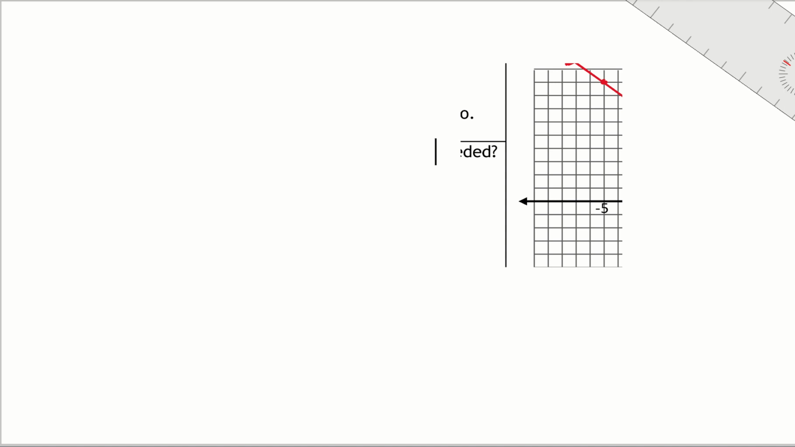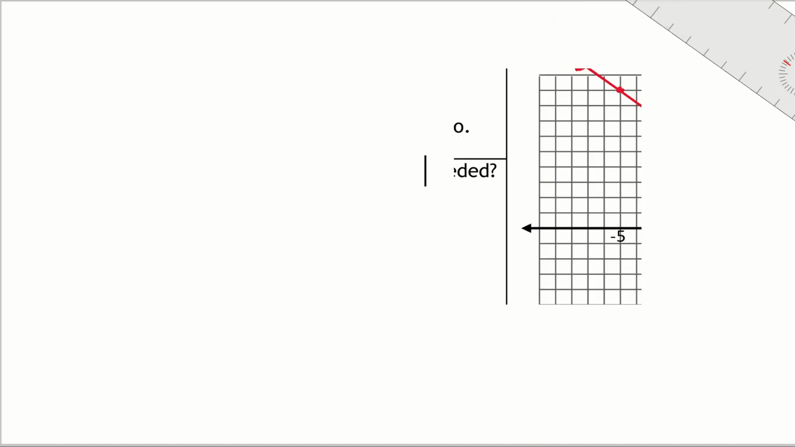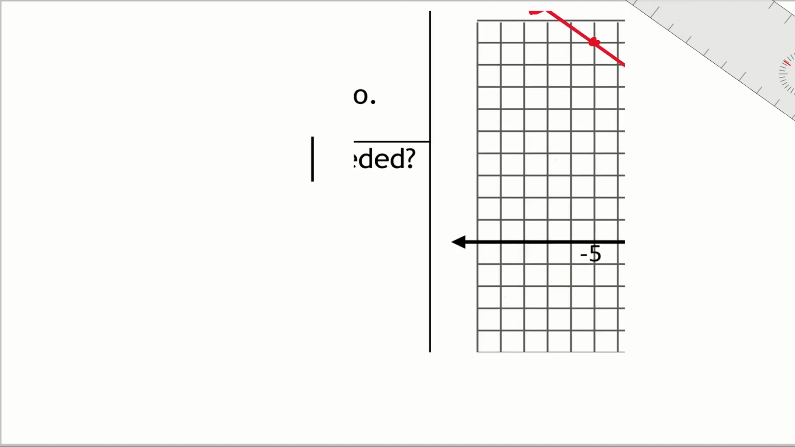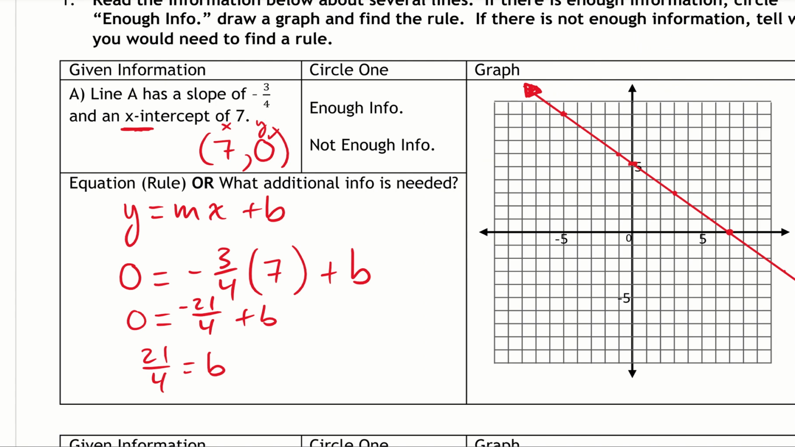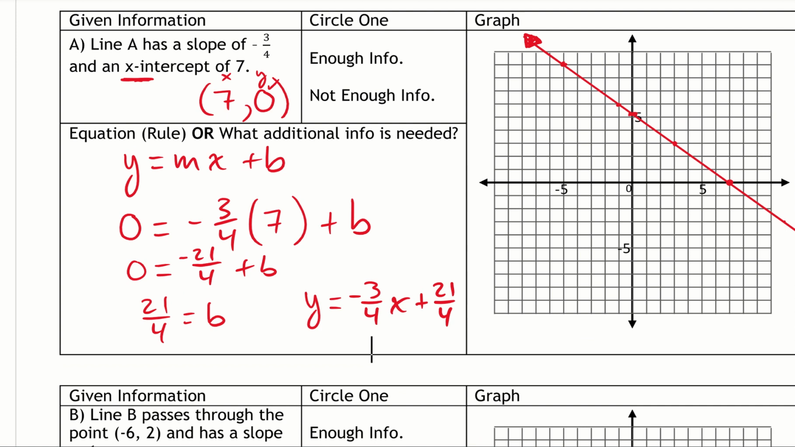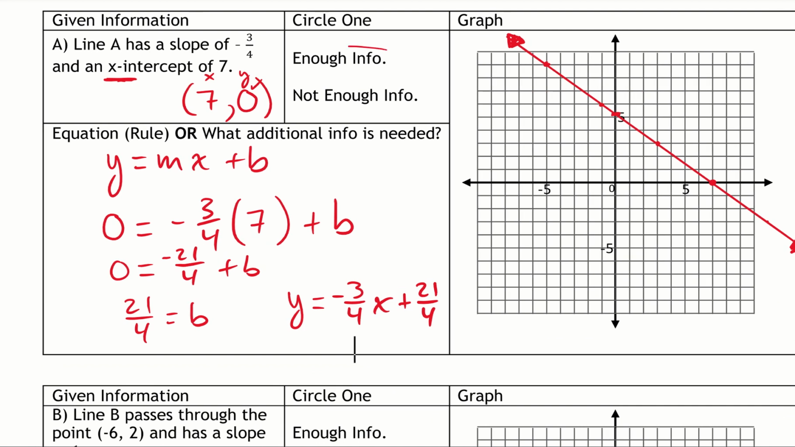Now, I don't know why, but my screen is gone. As I was saying, now that we have that, we can write the equation of the line. It's y = -3/4 x + 21/4. That's the equation of the line. And let me circle here: there was definitely enough information to determine a unique line.